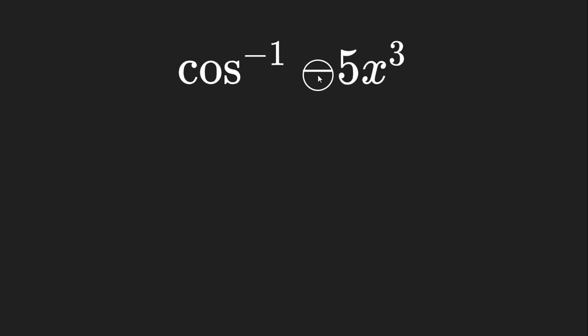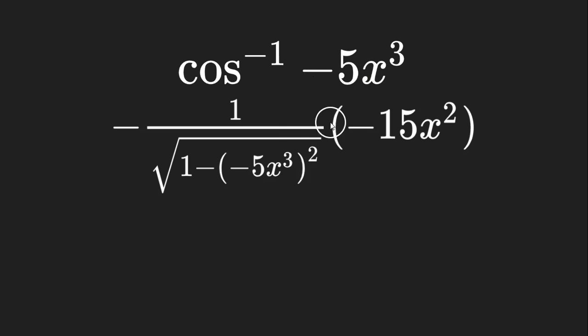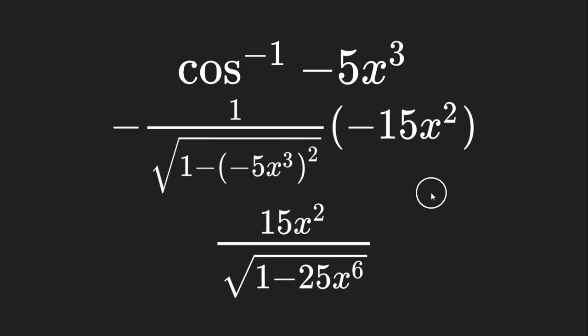So that's going to be my inside. I'm going to take the chain rule on that. So if I do that, negative 1 over the square root of 1 minus what's inside squared times the derivative of this, which is negative 15x squared. And then we can quickly reduce, these negatives cancel. 15x squared goes on top. Negative 5x cubed squared is 25x to the sixth. We have our function. Nothing more than that.